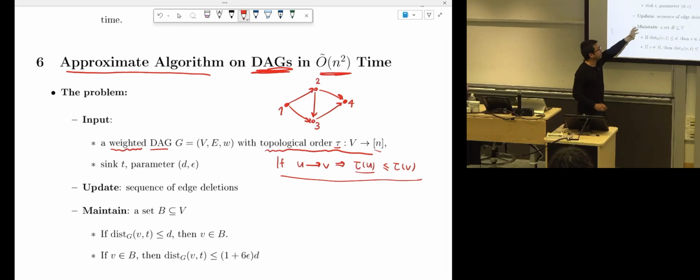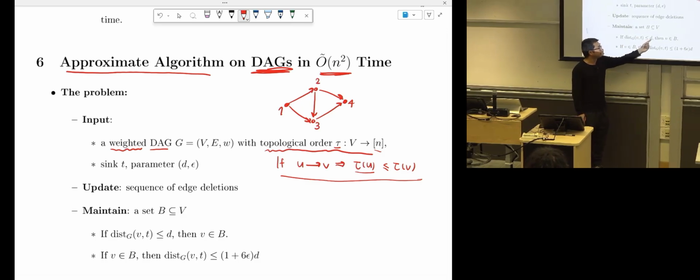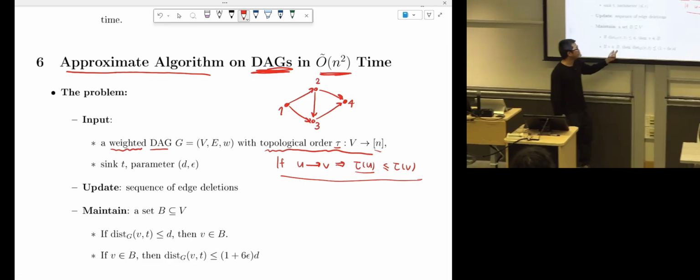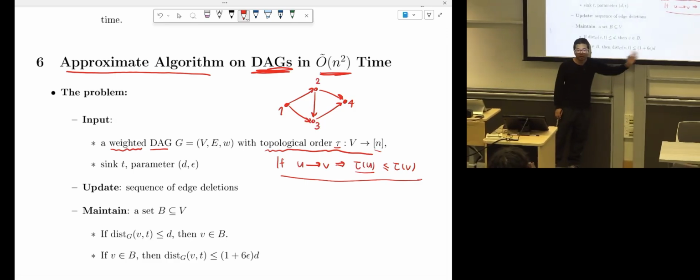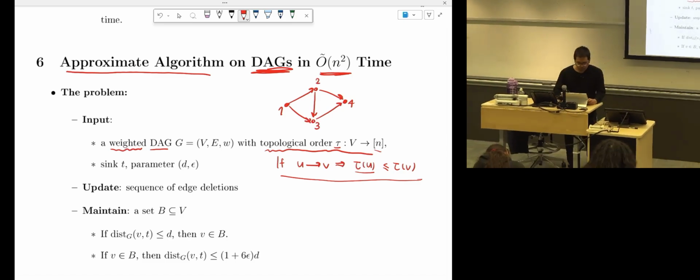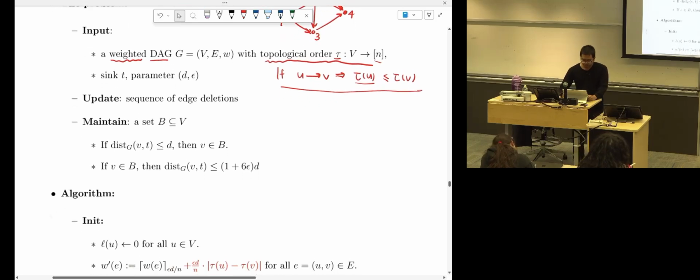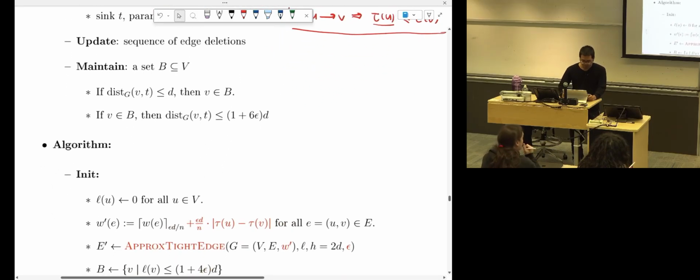And the update is that you keep deleting edges, and we want to do the same thing, which is maintain an approximate ball of radius d. That is, every node whose distance to t is at most d is in the ball, and if it's in the ball, then the distance is basically close to d. But we're gonna do this faster. Okay, so here's the algorithm.